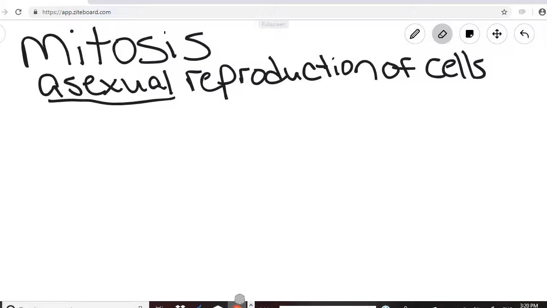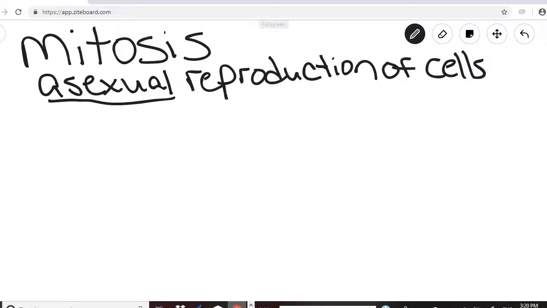And how did you get to be 100 pounds? Well, the answer to that is that your cells had to reproduce asexually. So you start with 1 cell, that 1 cell becomes 2, 2 becomes 4, 4 becomes 8, etc. So growth takes place by asexual reproduction of cells. And then in addition to that, our bodies also replace dead cells by asexual reproduction.